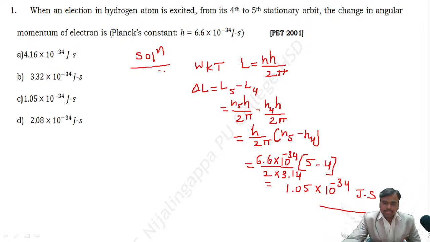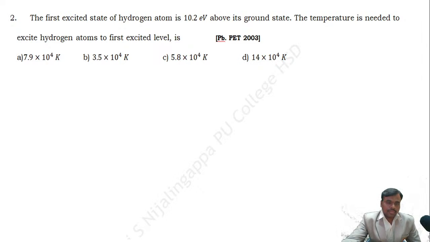Students, next we will go for the next problem, that is problem number 2. See here, the first excited state of hydrogen atom is 10.2 electron volt. That is, above the ground state, the first excited state is there. In that state, the energy of the electron is 10.2 electron volt. Electron volt is the unit for energy. That is, the first excited state energy is given.